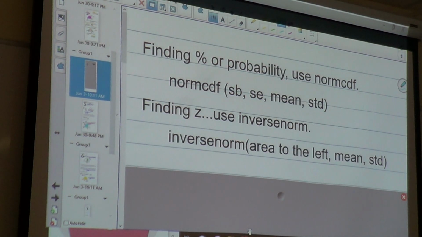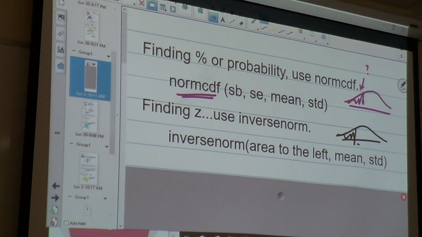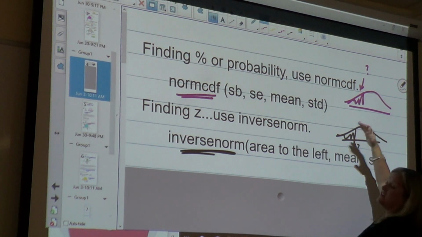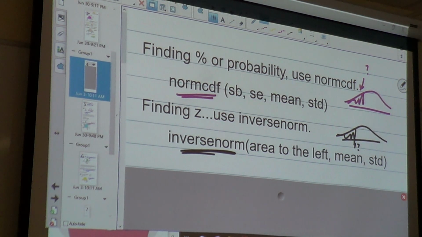This just reminds you of the two things that we've been doing. If you're finding the probability or the percent, you're going to use the norm. Shade begins, shade ends. So this is what we've been doing. So if it looks like this and you're trying to find that, you're going to use the norm CDF. But if you're trying to find the z-score, you're going to use the inverse norm. And remember, when you're doing the inverse norm, we're always going to do the shade to the left. So if I give you the shade to the right, you're going to subtract 1.